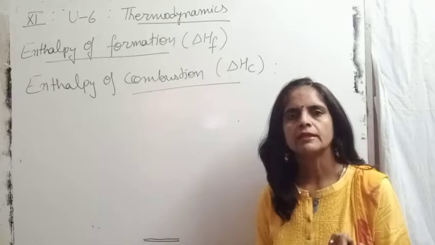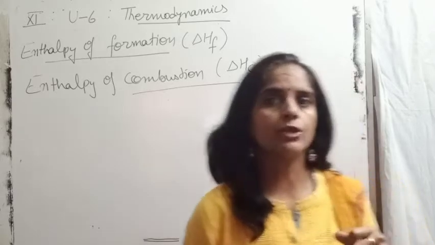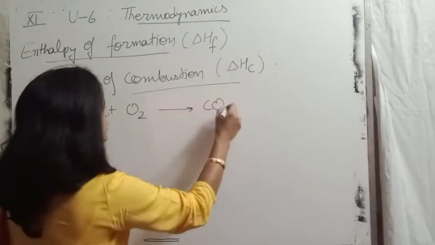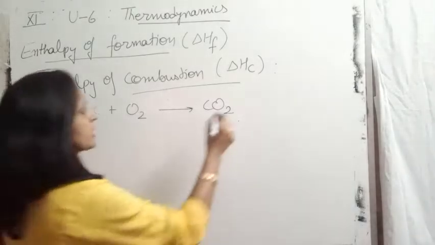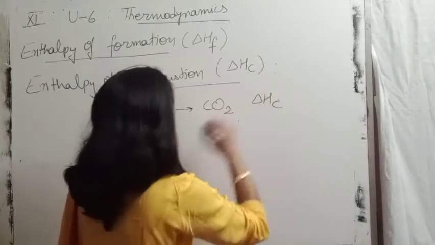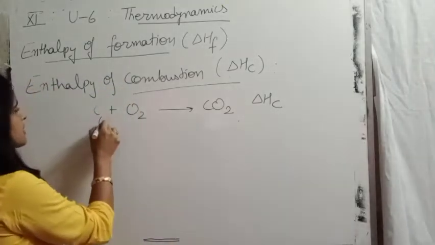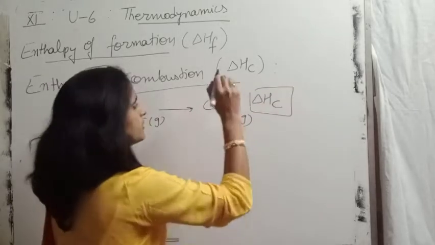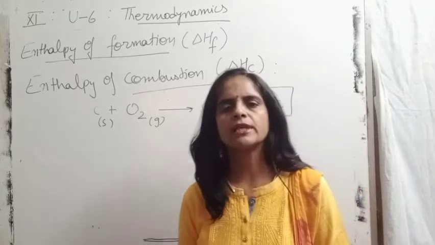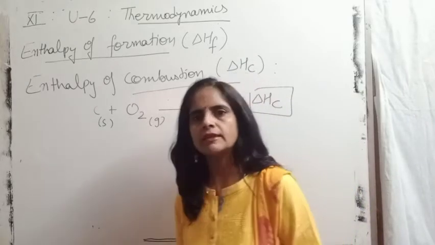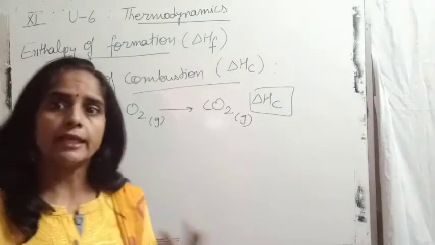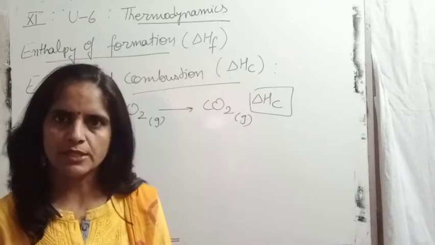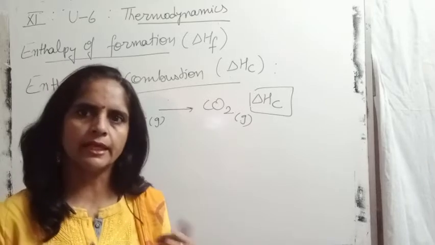For example, if I am writing combustion of carbon, how do we write the equation? Combustion means the reaction with oxygen: C plus O2 gives CO2. During this process, the amount of heat change is termed as enthalpy of combustion. Now write the physical states. Carbon is solid, oxygen is gas, CO2 is gas. So this is the meaning of enthalpy of combustion. And as we know, combustion is an exothermic process, so enthalpy of combustion is always negative, because as we discussed in previous lectures, for endothermic it is positive and for exothermic it is negative.